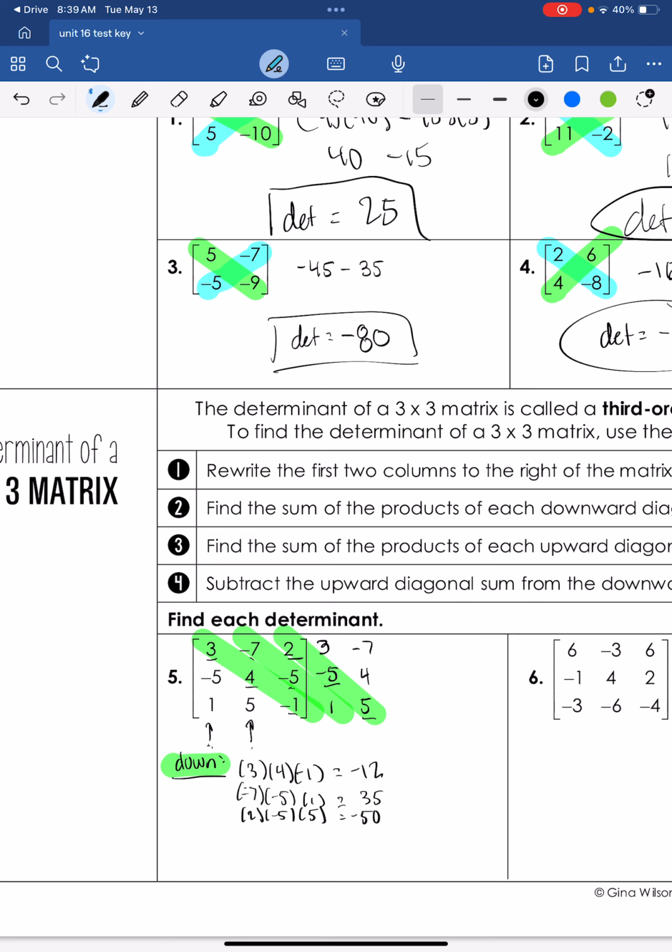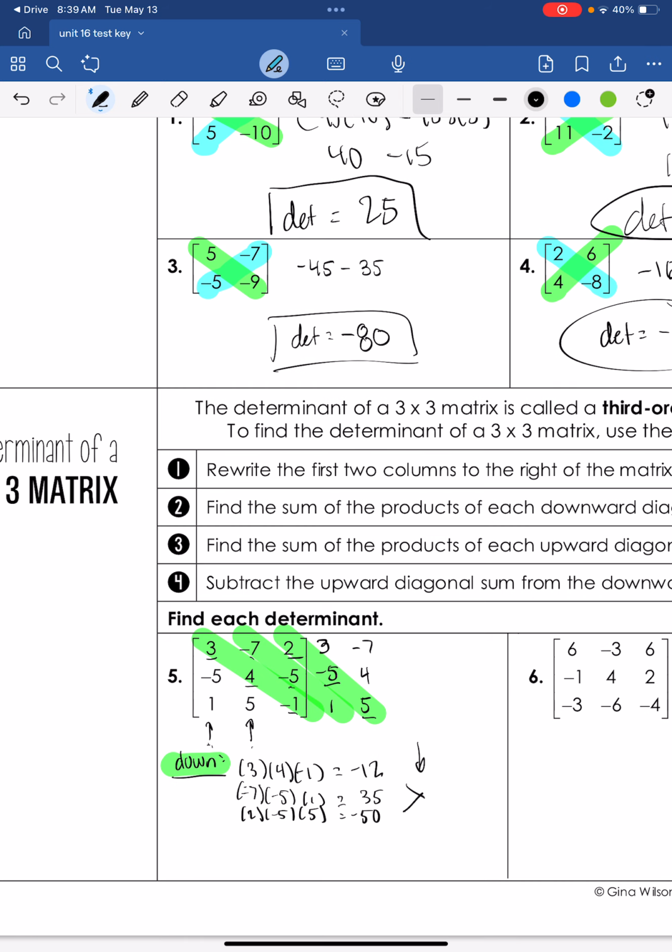Now what you're going to do is you're going to add all of these together. So I'll make a note, add these numbers together. So when I do negative 12 plus 35 minus 50, that's going to give us a negative 27. All right, so our downward sum is going to be negative 27. All right, now you're going to do something very similar. We're going to start down here in the bottom left, and we're going to go this way.